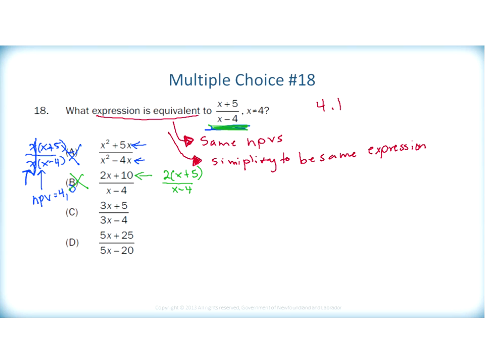Let's look at D. By process of elimination, it must be the answer. We have 5 outside of x plus 5. That's a common factor. And we have in the denominator 5 outside of x subtract 4. So we can cancel out the common factor of 5, and the NPV here will be 4. And so D will be the answer since its solution is the same when it's simplified, and the NPVs are also the same.